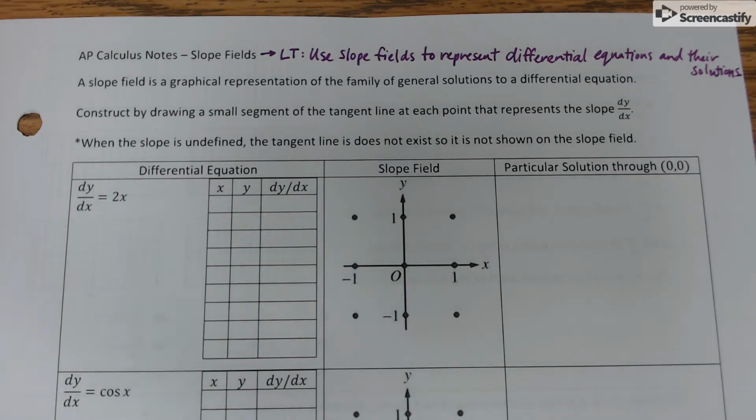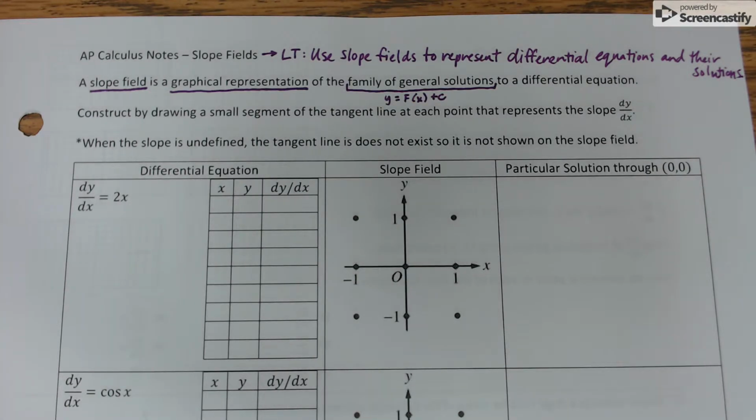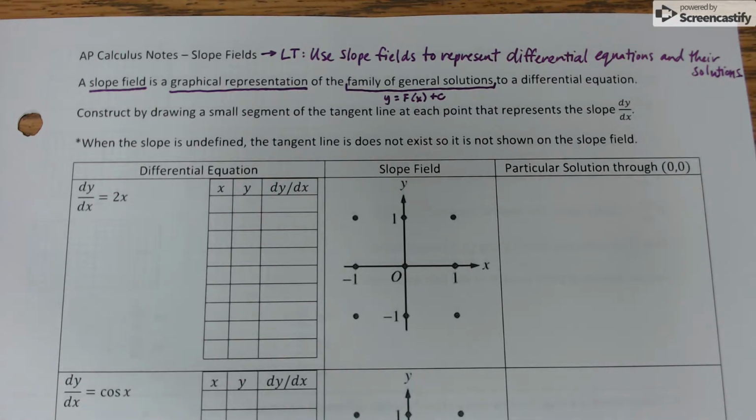In this unit, we've been studying differential equations and how to solve them to find their general and particular solutions. In this lesson, we'll take a more visual approach and use slope fields to represent differential equations and their solutions. A slope field is going to give us a graphical representation of what a differential equation looks like and also produce a family of general solutions, which is what we get when we find the antiderivative and add our unknown constant c.